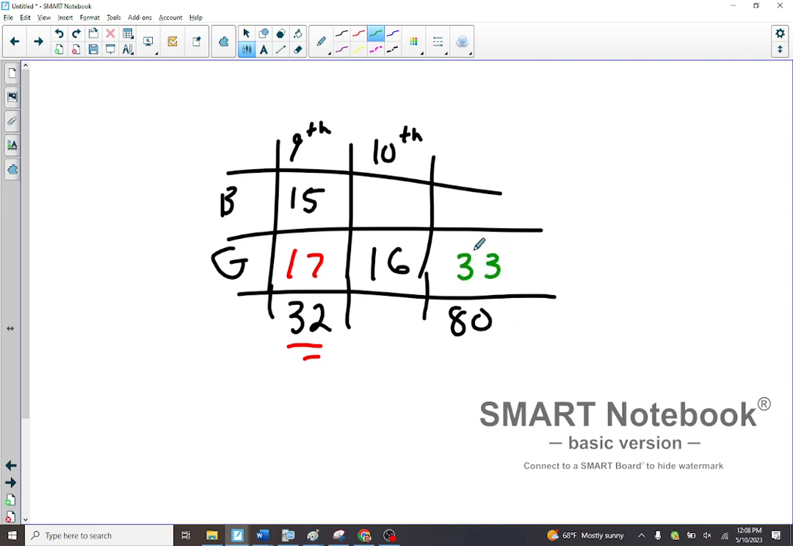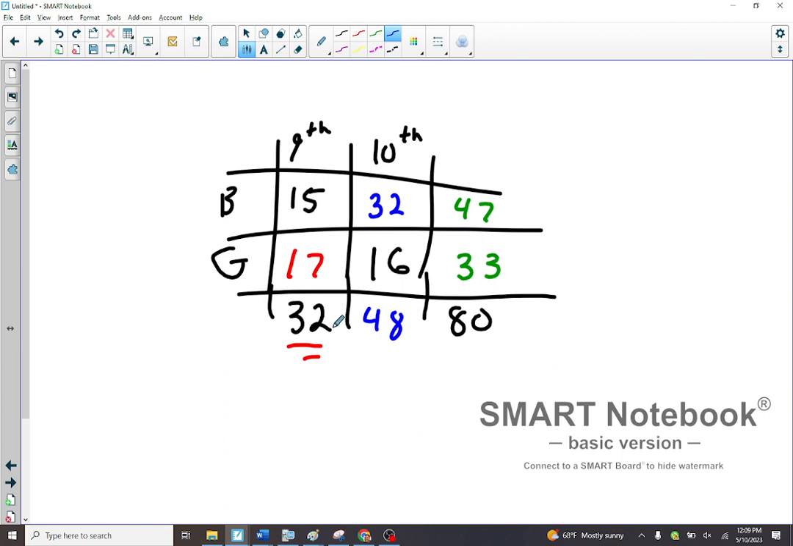Wait a second. If I know how many girls there are, and there's 80 students in total, I can figure out how many boys there are, which is 47. If I know there's 15 boys in the 9th grade, I can figure out how many 10th grade boys there are. 47 minus 15, which is 32. If I know there's 32 boys in the 10th grade and 16 girls in the 10th grade, you could find the total 10th graders, 48. And 32 plus 48 does equal 80.